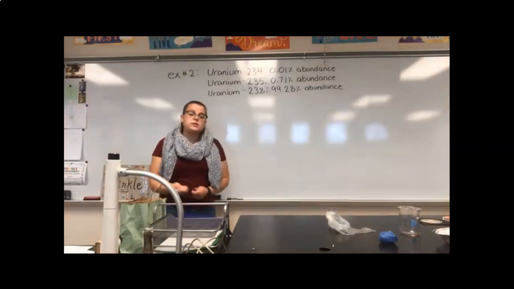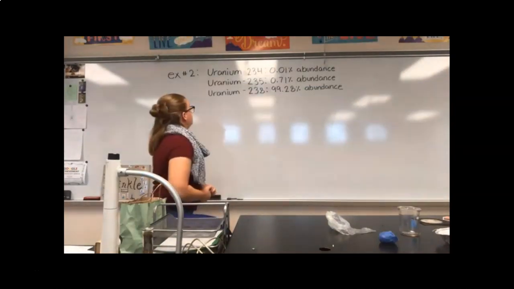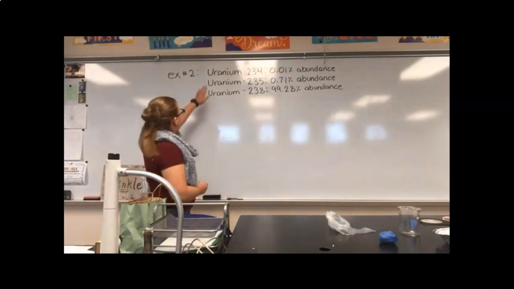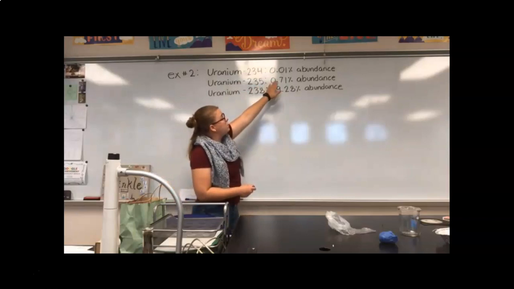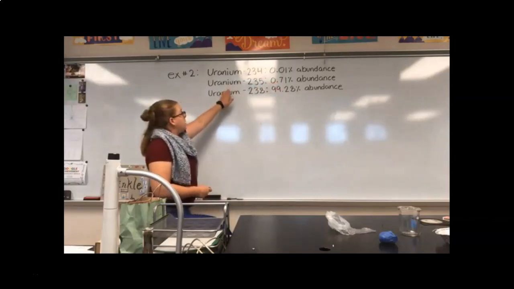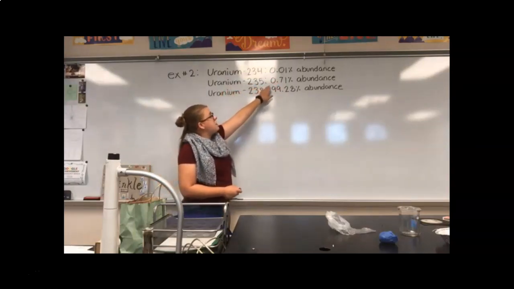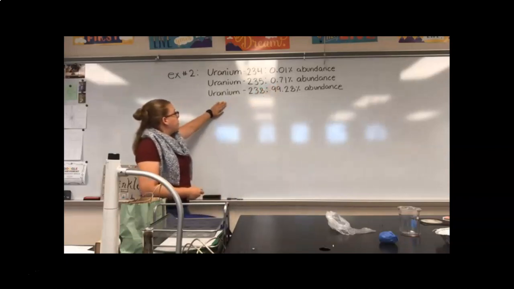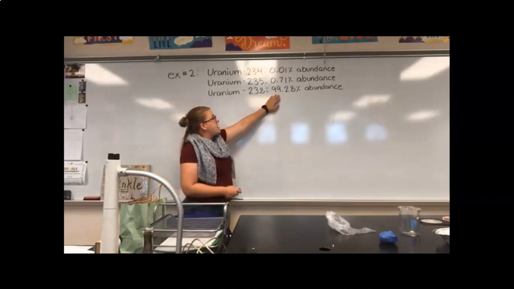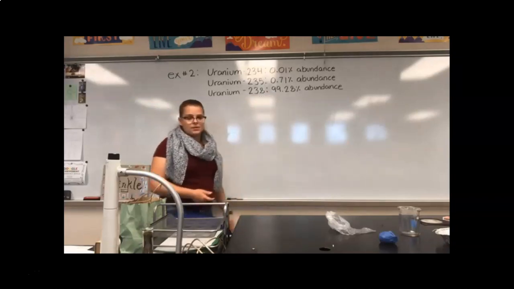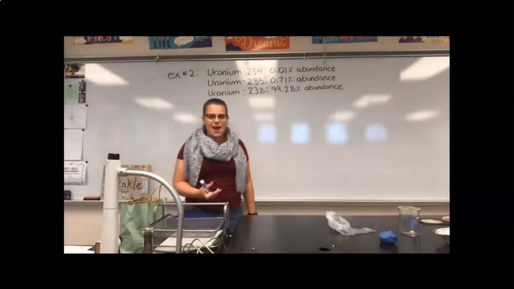Right? Okay, so let's go ahead and do another example. So for this example number 2, we got uranium-234, which has a 0.01% abundance. Uranium-235, that has a 0.71% abundance. And then we got uranium-238 with a 99.28% abundance. And we got to find the average atomic mass.